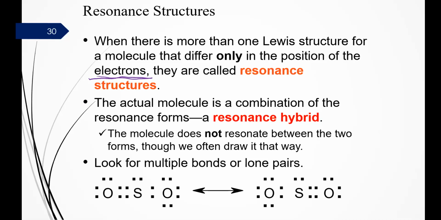The actual molecule is going to be a combination of those resonance forms. It's going to be that resonance hybrid. So it's not that it necessarily bounces back and forth between the two. It's just that it is drawn one way or the other because of the limitations of our Lewis theory. Instead of being a double bond and a single bond, our molecule really has something like a 1.5 bond on both sides. But we can't draw that with Lewis structures, so we just draw the two options and showcase that.